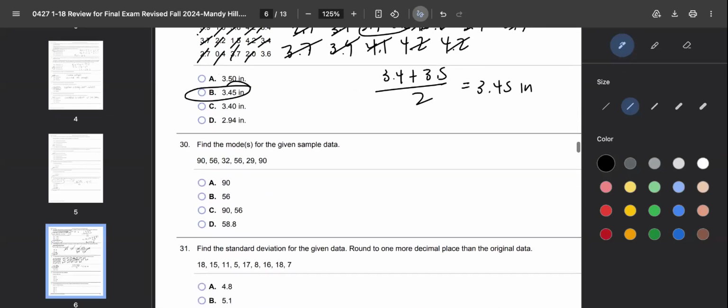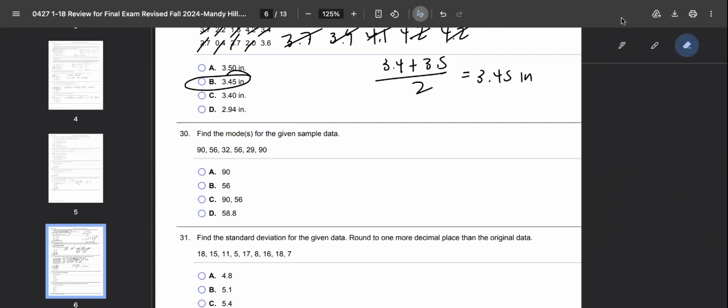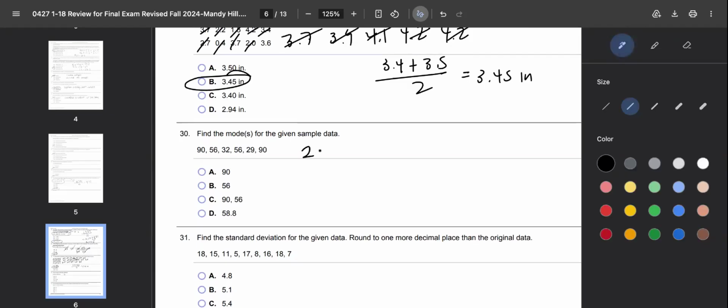Find the mode. The mode is the number that is listed the most. So there could be no modes or there could be more than one mode. And typically you want to try to put them in order from least to greatest just because it's easier to see if there's more than one if they're listed that way. But you don't have to if you're more proficient than me in seeing that. It looks like there's two 56s and there's also two 90s. So they're kind of in a tie for being listed the most. So number 30 is going to be C.